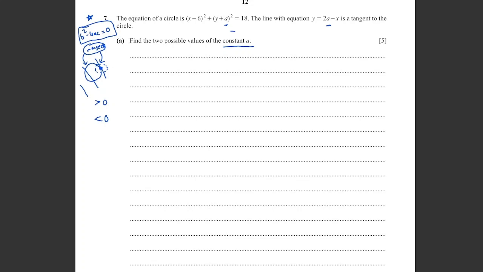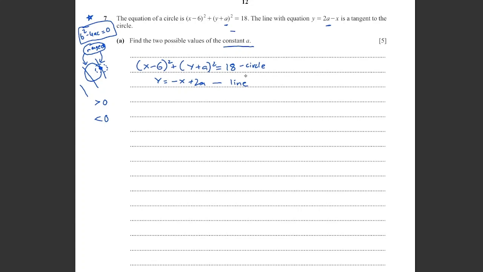So what we're trying to do is basically, we know that a line is touching a circle, so we're trying to merge their equations and see what we get. So we have x minus 6 whole squared plus y plus a whole squared equals 18. So this is the circle. And then y equals, I'm actually going to write it as minus x plus 2a. So this is the equation of the line.